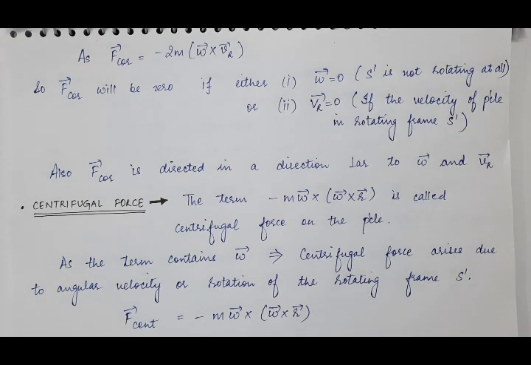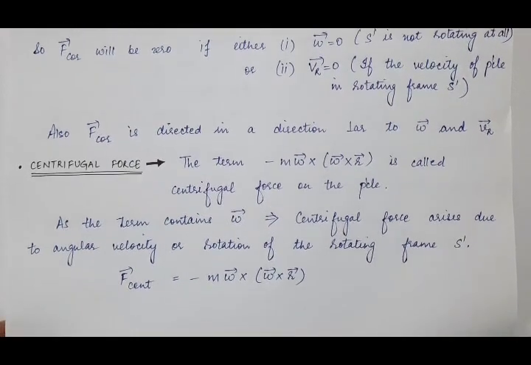This is the fictitious force which arises in the rotating frame of reference because of the rotational motion of the frame of reference, and second because of the motion of the particle in the rotating frame. So if one of the two is 0, then this fictitious force F Coriolis will be 0 in that non-inertial frame. Now next is, what is centrifugal force?